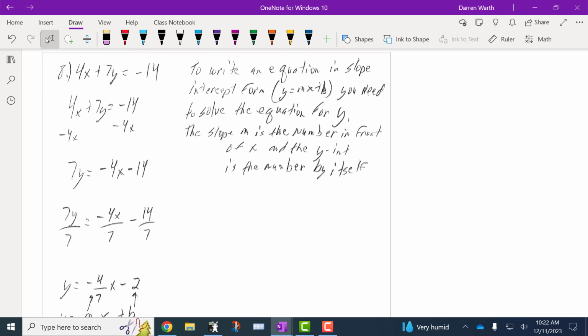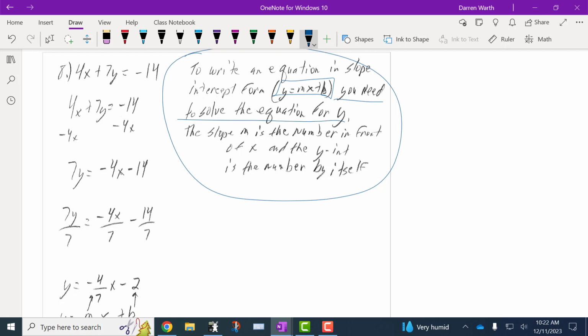Okay, now this next problem, number 8, says write the slope-intercept form of the equation of each line and identify the slope and the y-intercept. So remember the rule: to write an equation in slope-intercept form, which is y equals mx plus b, you need to go ahead and solve the equation for y. The slope m is the number in front of x, and the y-intercept is the number by itself. So after you solve for y, you just have to take a look at these two numbers.